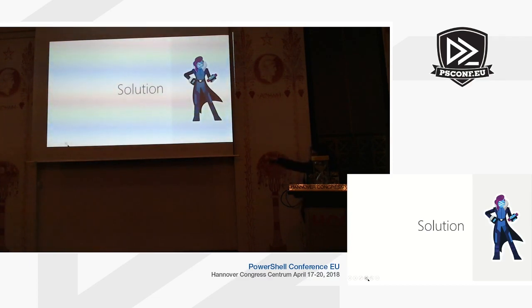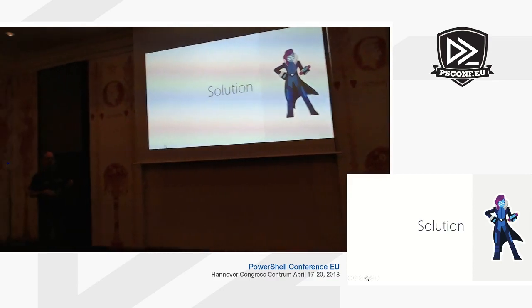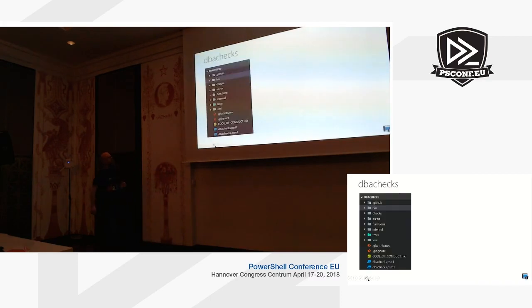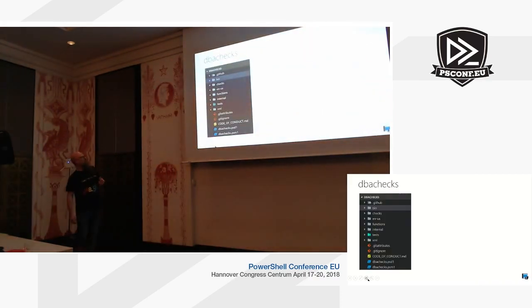The solution is DBA checks, which we released on February the 22nd and has had over 2,500 downloads from the PowerShell Gallery already. Because of our CI/CD process, which you can learn about tomorrow or the day after with me, we have done 28 releases in the 2 months since then. And my apologies. This is what it looks like.